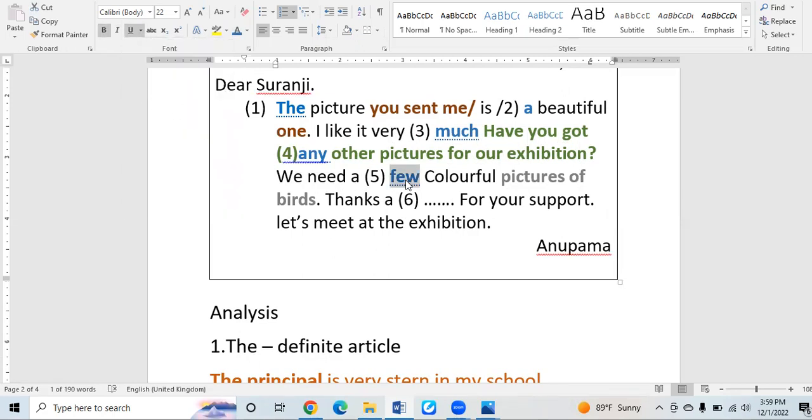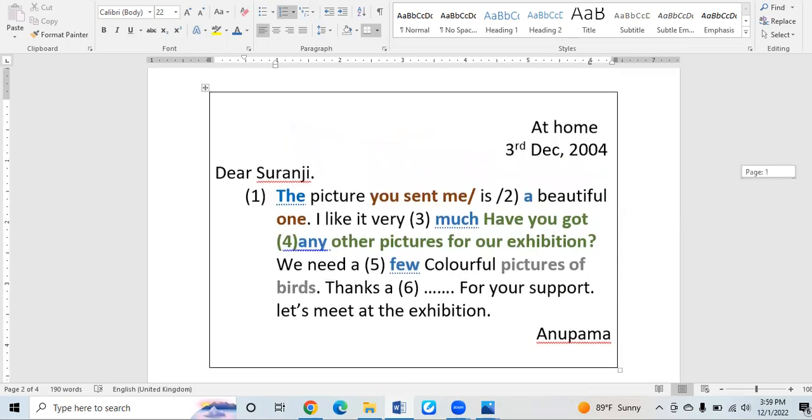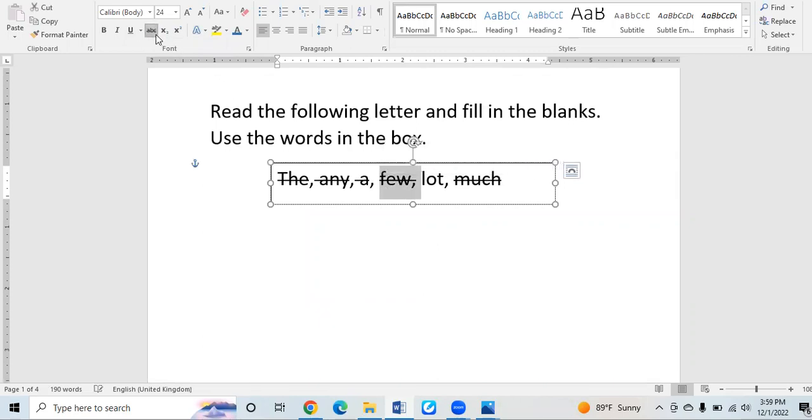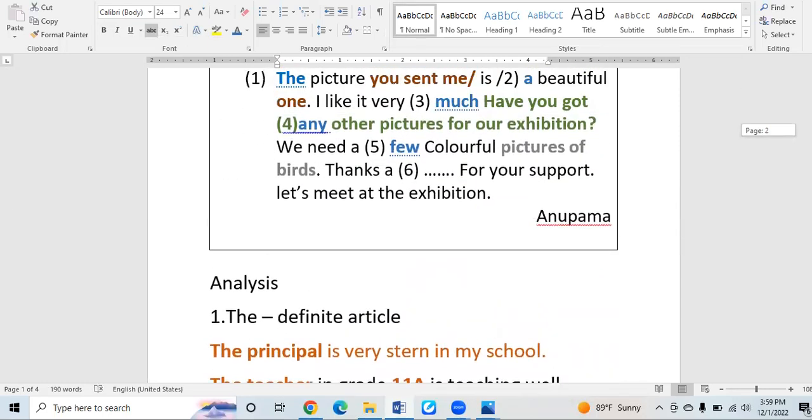We need a few colorful pictures of birds. That means we didn't want a lot of colorful pictures. We need a few colorful pictures of birds. At least 1 or 2 colorful pictures of birds we need. Now the last one, the remaining word was "lot." Now see, use the word "lot" there and see whether it is correct or wrong. Then you will realize, yes, that's true. What the teacher taught was correct.